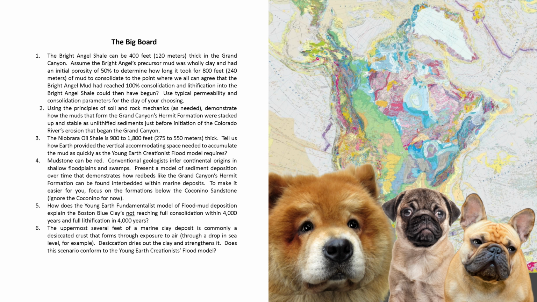6. The uppermost several feet of a marine clay deposit is commonly a desiccated crust that forms through exposure to air, through a drop in sea level, for example. Desiccation dries the clay quite a bit, but not completely. Does this scenario conform to the young Earthers' failed flood model?